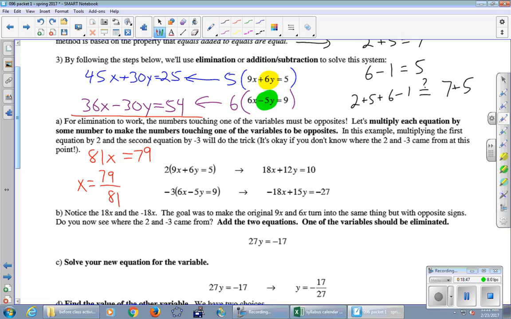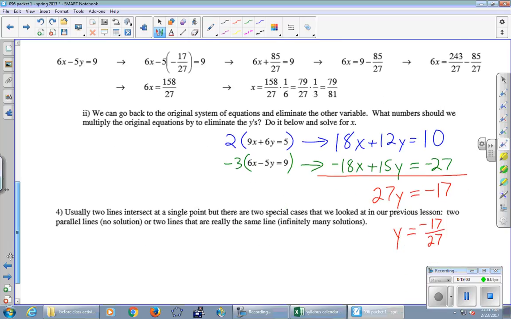And as your final step, as usual, write it as an ordered pair. Just put the 2 numbers near each other, right? Okay, so I'll come down here. So our solution is, we said 79 over 81, comma, what's the other one? -17 over 27.